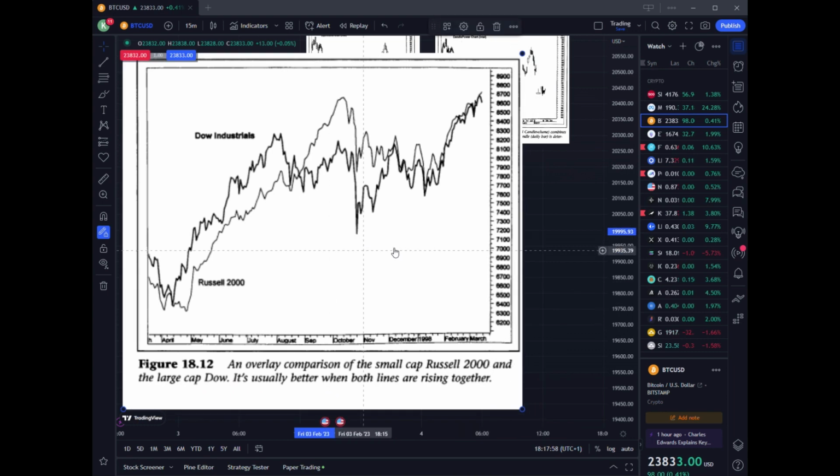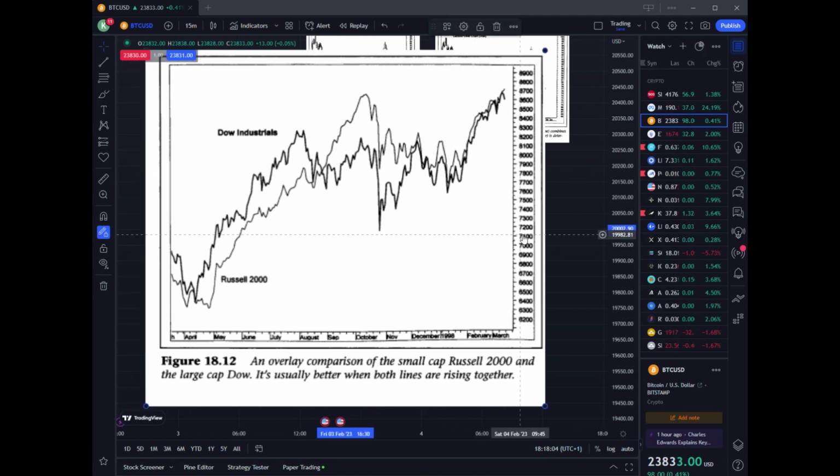I believe this one is the same as well. Yeah, so this one is the Dow Industrials versus the Russell, and I believe the Russell is like 2,000 stocks, and the Dow Industrials is more the raw material type of stuff, I believe. I'm not sure what's in there again.